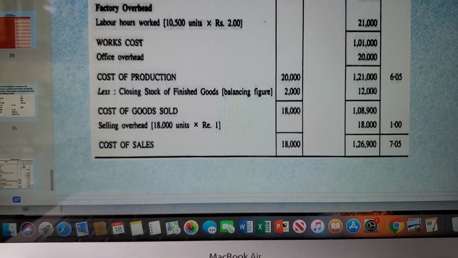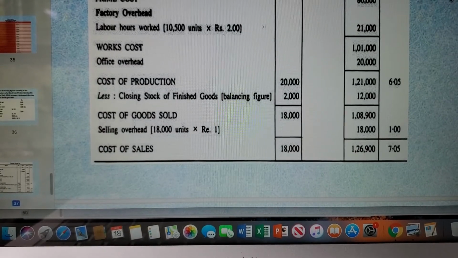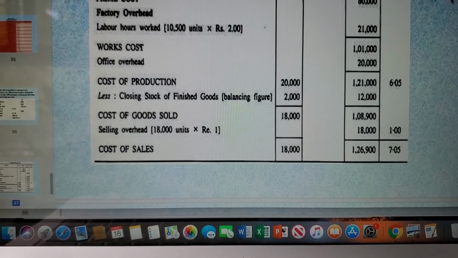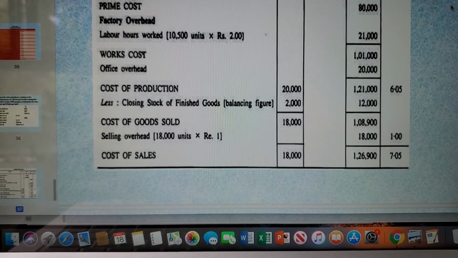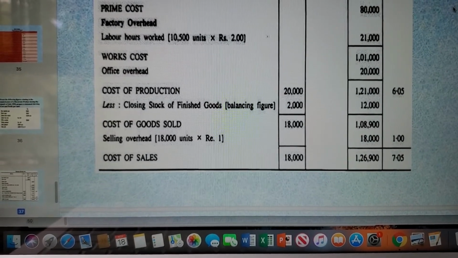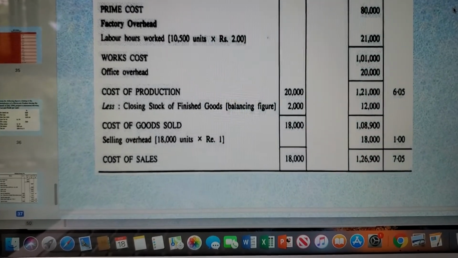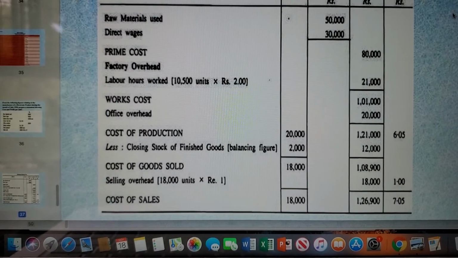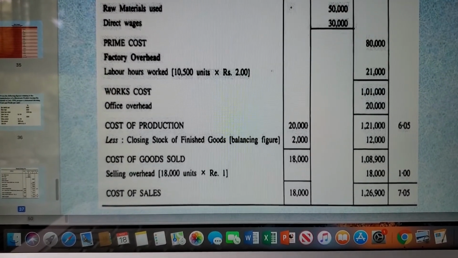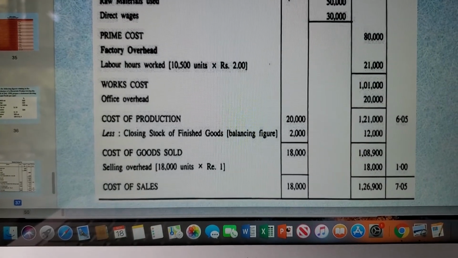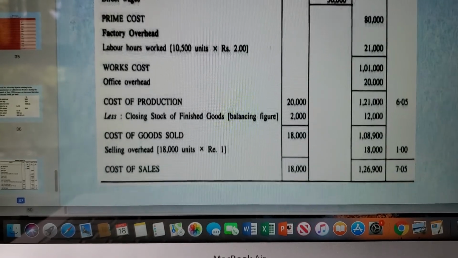Selling overhead, 18,000 units into rupees 1. So in the fourth column you write 18,000, and the unit is 1. In the fifth column you write 1. So the cost of sales, total cost of sales comes to, the unit is 18,000, and in the fourth column you write 1,26,900. Per unit rupees is 7.05.